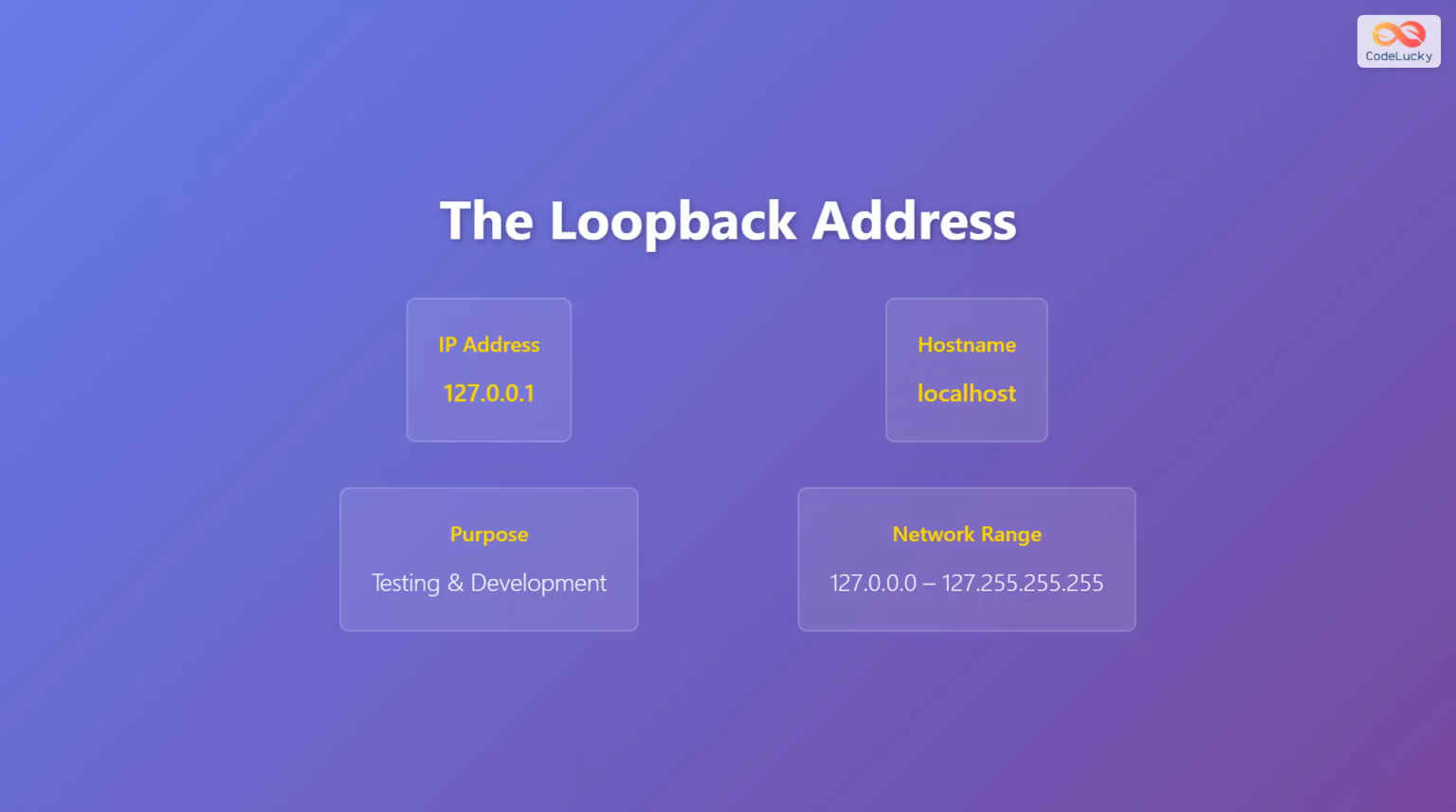The IP address for localhost is 127.0.0.1. This address is part of a special range called the Loopback Address range, which includes all addresses from 127.0.0.0 to 127.255.255.255. The hostname localhost serves as a human-readable name for this address. The primary purpose of localhost is for testing and development work on your own machine.